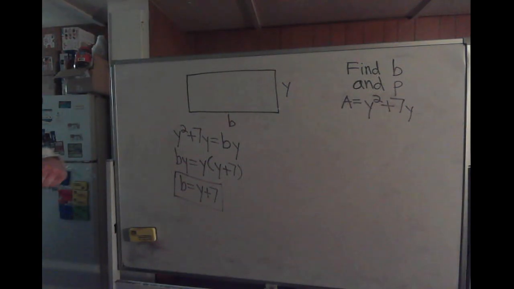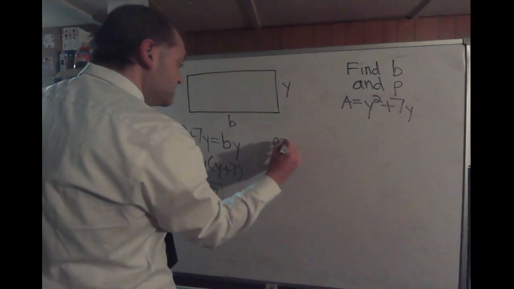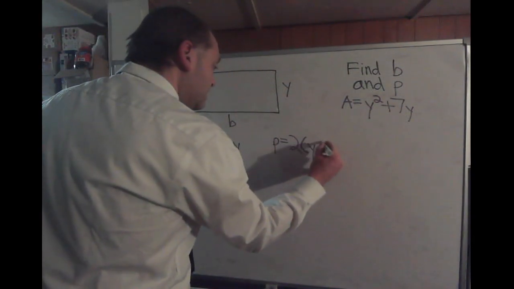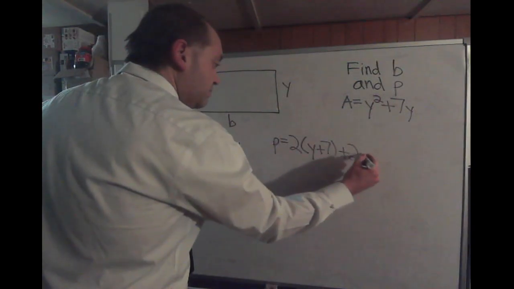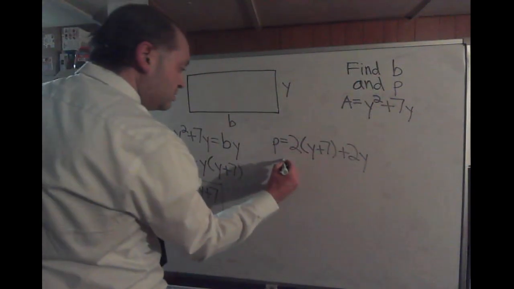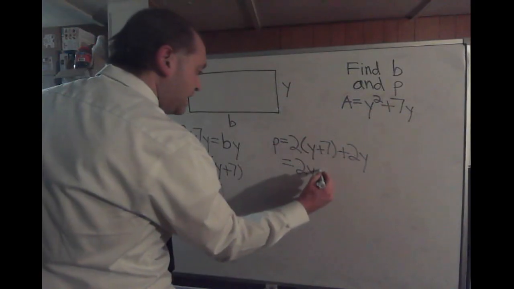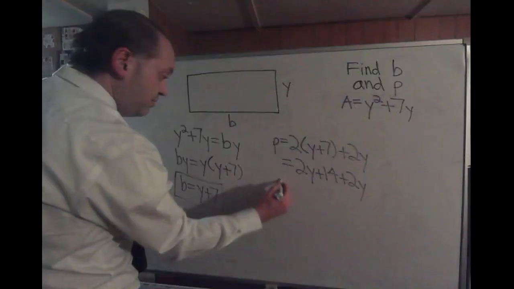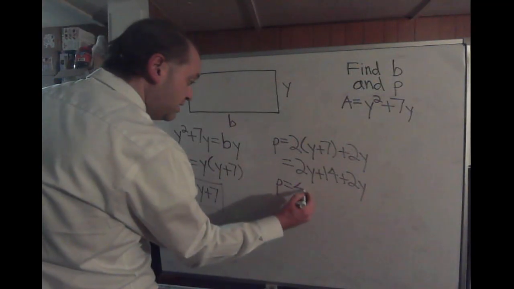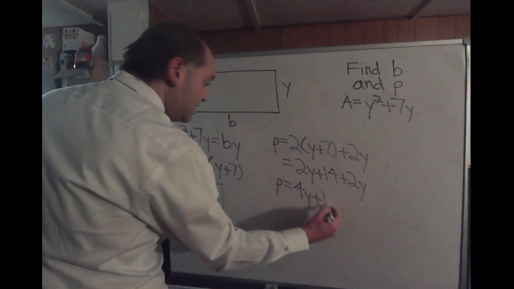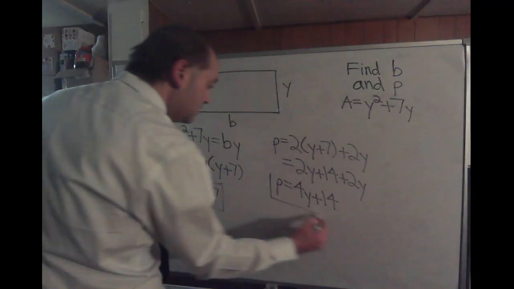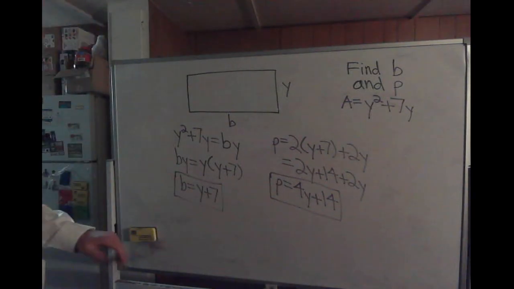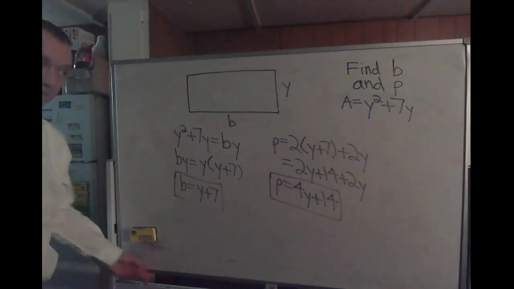Now we need to find the perimeter, which, of course, is equal to twice the length of your base, which is y plus 7, plus twice the length of your height, which would just be 2 times y. This will turn into 2y plus 14 plus 2y, which means the perimeter of this rectangle is going to have to be 4y plus 14. So you find the perimeter of this rectangle to be 4y plus 14 after you find the length of the base to be y plus 7.